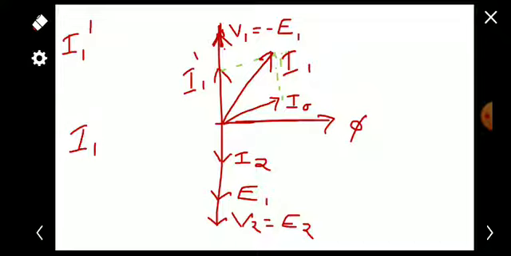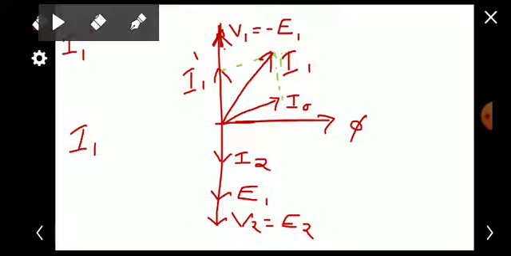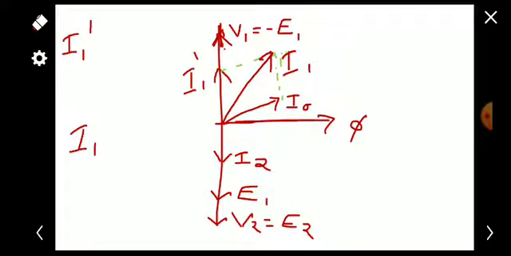It is very easy to understand. The points you have to note down here are that the additional current I1 dash will always be in phase opposition with I2. Also we are drawing this I2 in phase with the voltage V2 because it is a pure resistive load. Because of that, we draw I1 dash in exact opposition with I2, and I2 is in phase with V2. The resultant of I0 and I1 dash will be I1. So that is the phasor diagram for an ideal transformer on load.